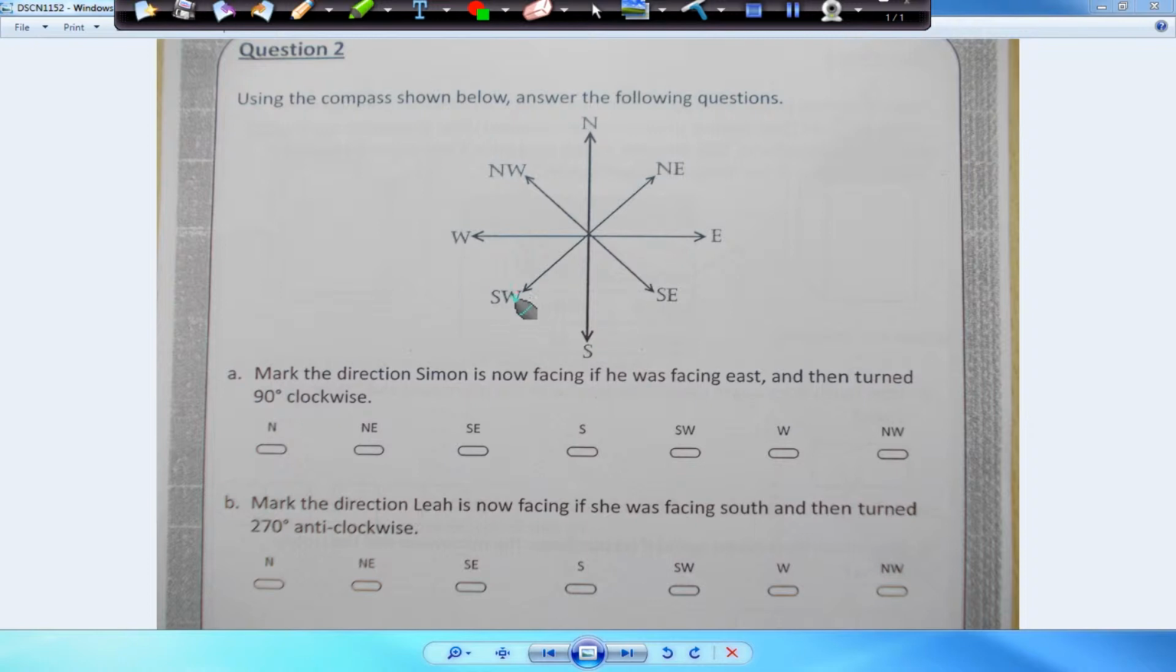Southwest is here. Now when you do bearings, for question C, bearings are always measured clockwise. So we start by facing north, and then we go clockwise until we reach southwest.